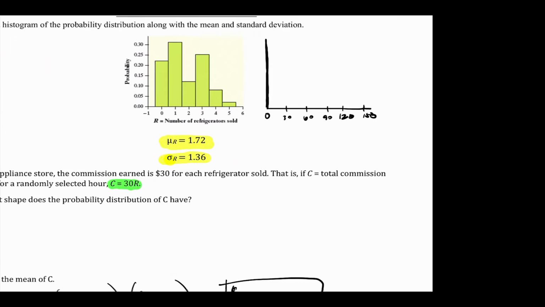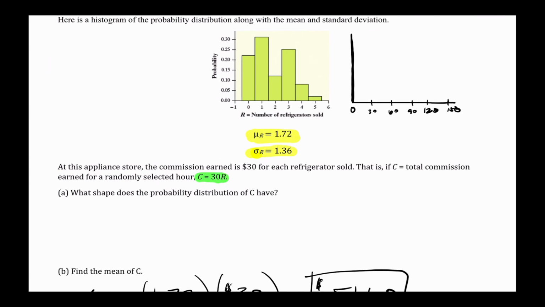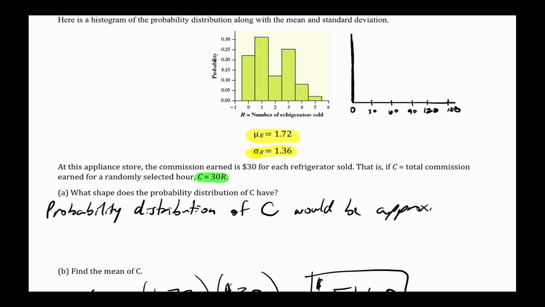Okay. So if we said that one was skewed to the right, we would say the probability distribution of C would be approximately skewed to the right as well. Why? Because the bars would be exactly the same height. Bars wouldn't change. I'm not changing probabilities, right? To change the bar heights, I would have to change probabilities. I'm not doing that. I'm just changing the x-axis.